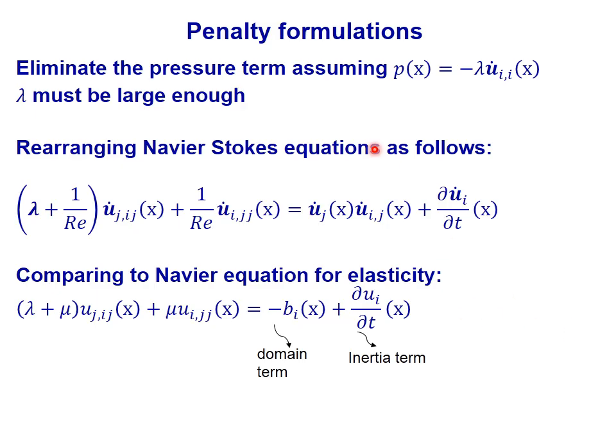The penalty formulation: in the penalty formulation, we eliminate the pressure term, assuming this relation. Or to satisfy the continuity equation, lambda must be very large, approaching infinity, so that the pressure term is finite. Substituting in the momentum equation, the Navier-Stokes equation will be as follows, which is analogous to the Navier equation of elasticity as seen here, with the following.